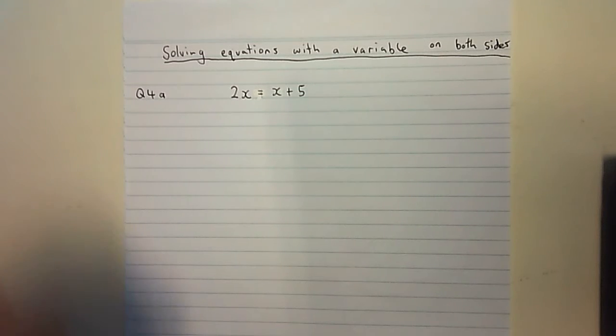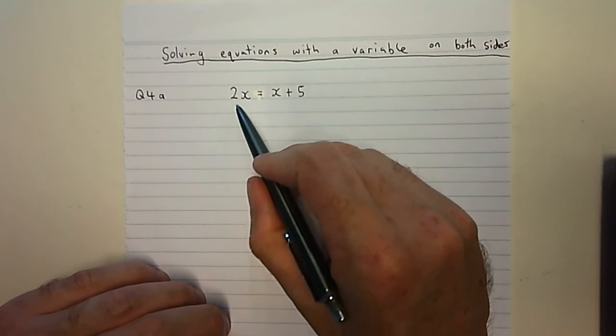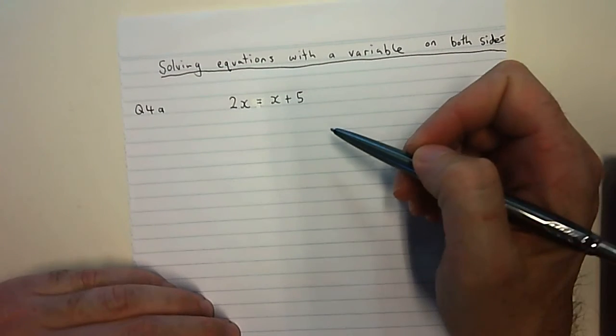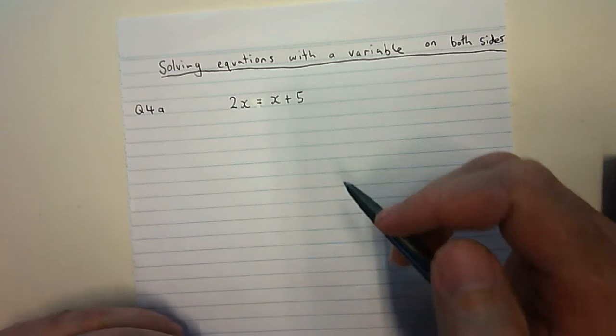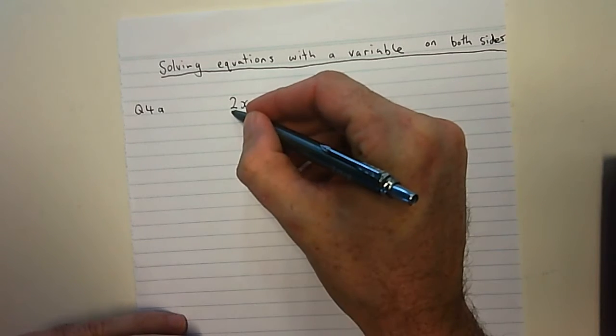Okay, I'm just going to do a couple of examples of solving equations with a variable on both sides. So I've got this first one, question 4a, 2x is equal to x plus 5. Now the first thing we're going to look for in this situation is trying to gather like terms. And this is a like term with this term.